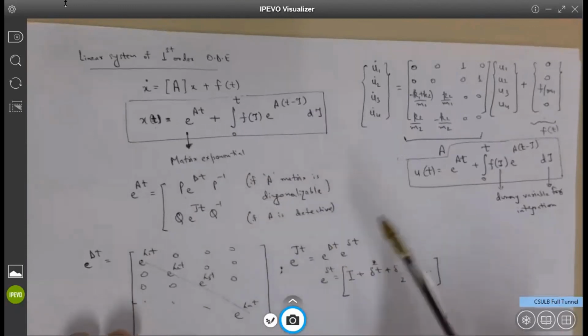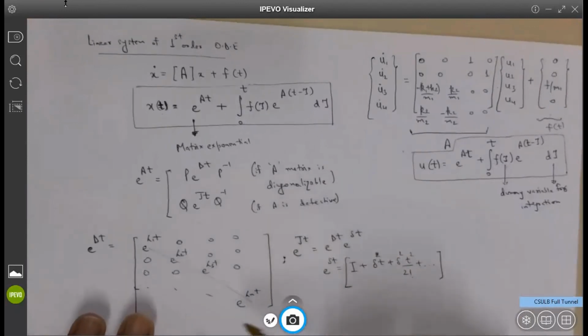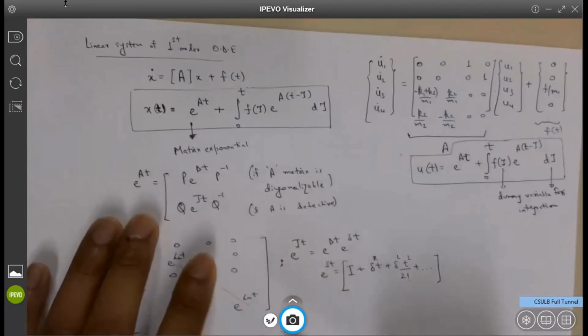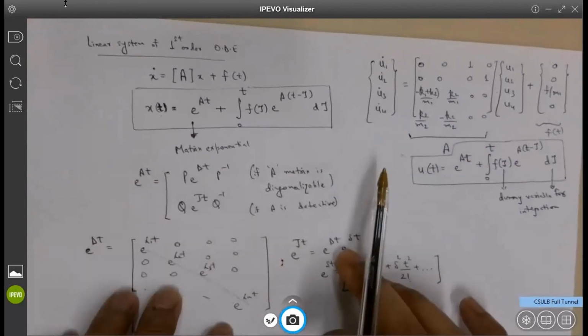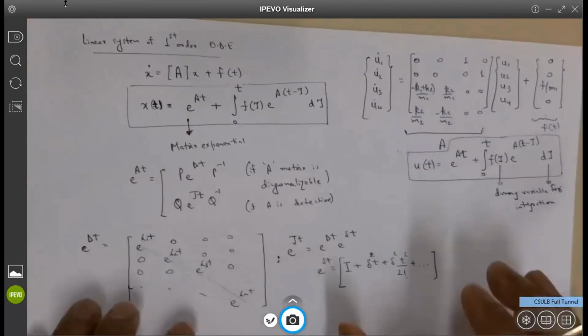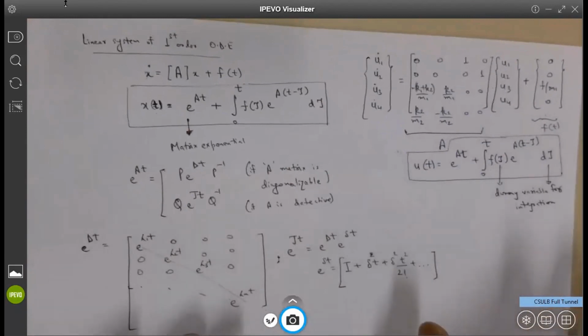But I don't think we have sufficient time remaining to further discuss the process of evaluating this matrix exponential. So we will continue our discussion on the matrix exponential, but let me know if you have any questions on the formulation part or any part that we have done so far.